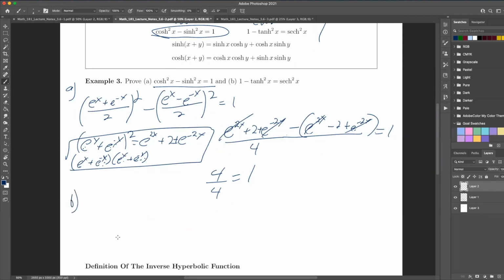So let's do B. I want 1 minus tangent squared is equal to secant squared. Okay, so let's look at this. Usually when I don't know what to do for solving these trig identities, I just switch everything to sine and cosine, but these are hyperbolic, so I'm just going to switch everything to hyperbolic sine and cosine.